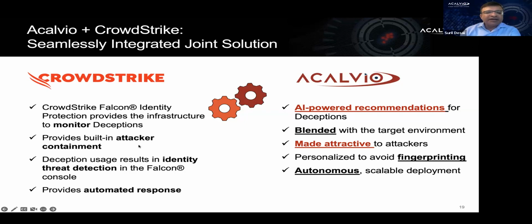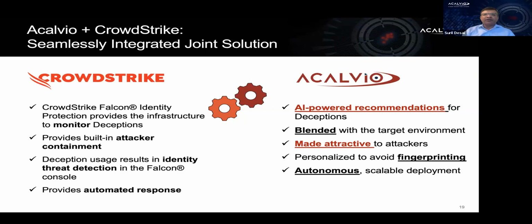CrowdStrike also detects usage of the Honey accounts and Honeytokens, and it results in an identity threat detection, which is surfaced in the existing Falcon console that CrowdStrike administrators are familiar with. CrowdStrike provides automated response so that you can isolate the threat and protect the enterprise network. The Acalvio platform provides several other benefits as part of this integration. Acalvio provides AI-powered recommendations for deceptions. So when we looked at the challenges with manual creation of Honey accounts and Honeytokens, those challenges are resolved as part of Acalvio's deception platform.